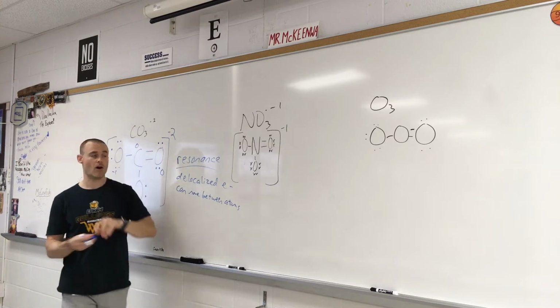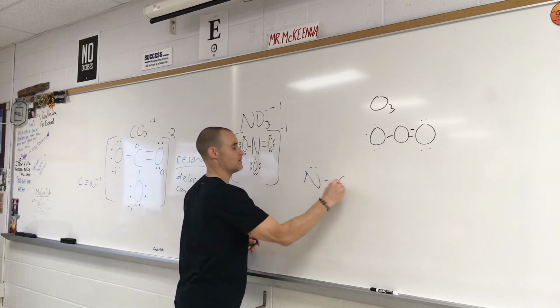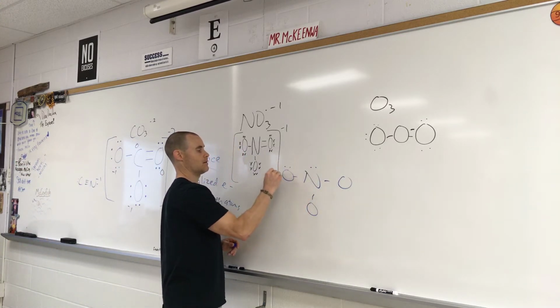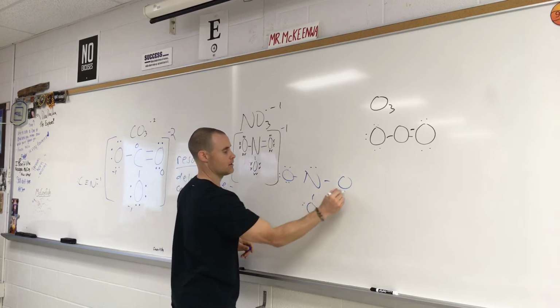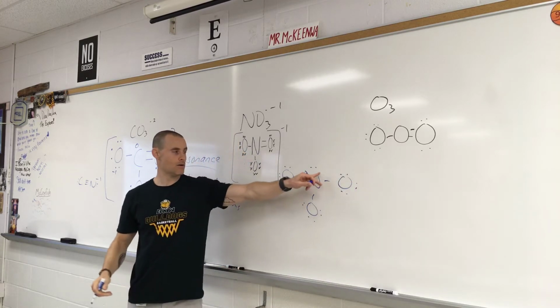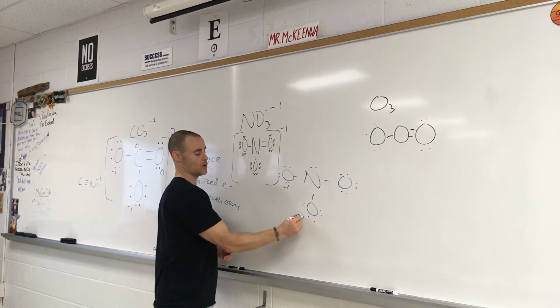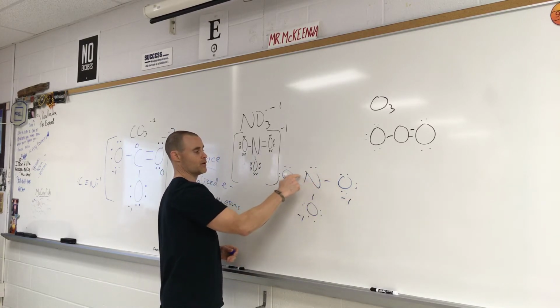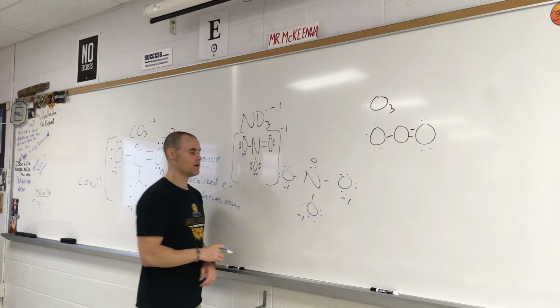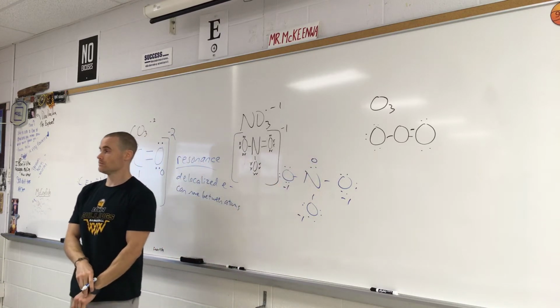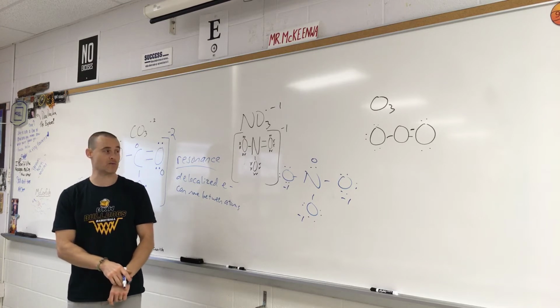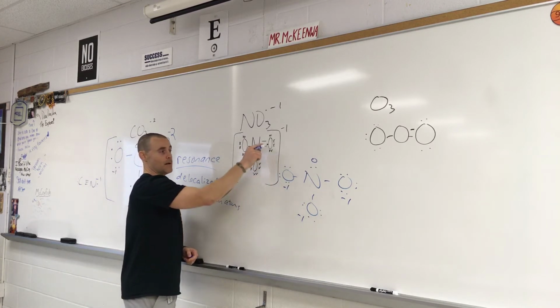You can't have all single bonds here because even though, yes, 2, 4, 6, 8, everybody has 8, look at the formal charges. -1, -1, -1, 1, 2, 3, 4, 5, 5 minus 5 is 0. What does that add up to? -3. We need it to add up to -1. So that doesn't work. So you got to make a double bond.